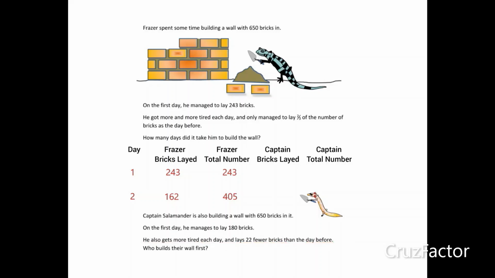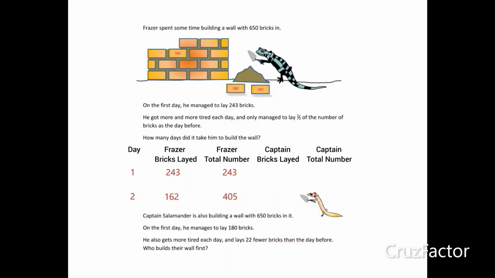Now here's the rest of the question. You've got to read through it. Who builds their wall first? They want to know who's going to get to 650 bricks or past it. Like I just said, you can go past it. So I'll tell you this right now, the answer is not going to hit 650. It's going to be bigger, okay? Because I don't want anyone thinking, oh, we can't get to 650. You're not going to get to 650. You're going to go past it, okay?